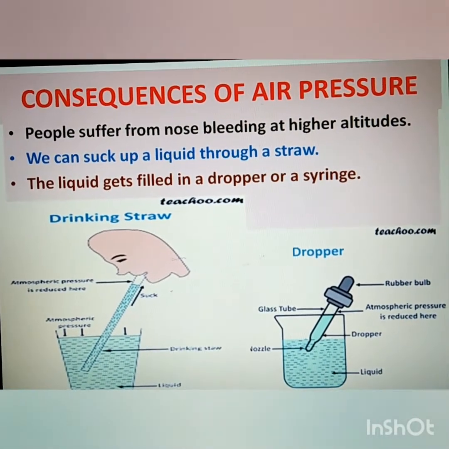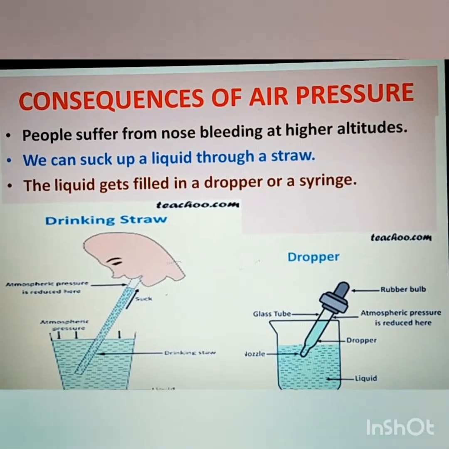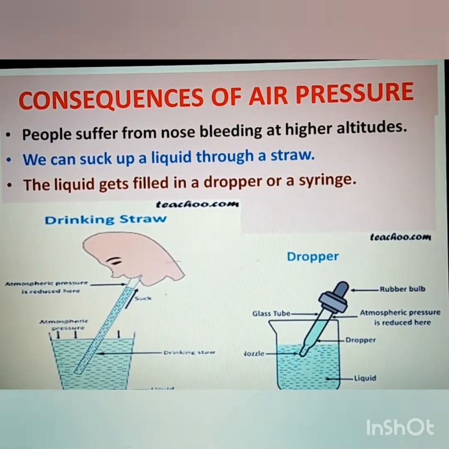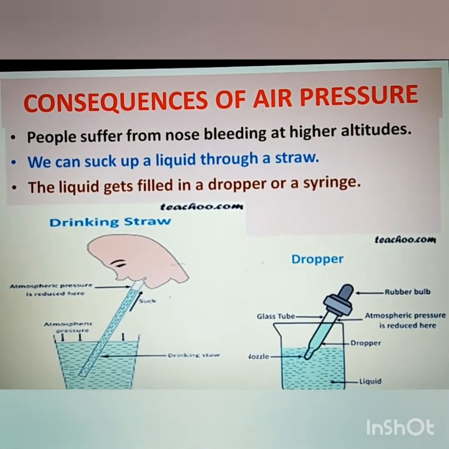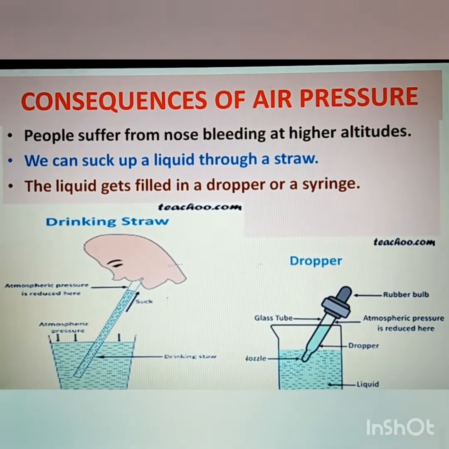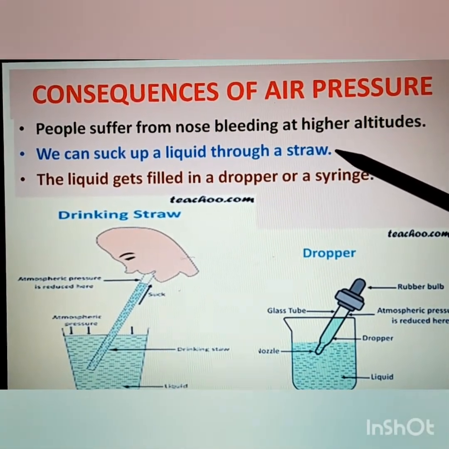But as we go higher up, what will happen? Air pressure on the outside will become less than the air pressure inside our bodies. That is why the blood pressure will increase, and the small capillaries will burst, and we will suffer from nose bleeding. Right?